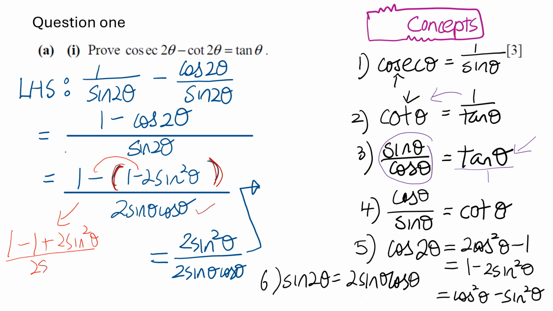Alright, so simplify it further. I would have 1 minus 1 give you 0. 0 plus 2 sine squared theta will give you 2 sine squared theta over 2 sine theta cos theta, and 2 and 2 divide each other gives you 1, and sine squared theta divided by sine theta will give you sine theta.